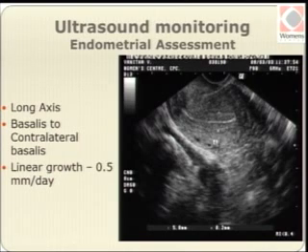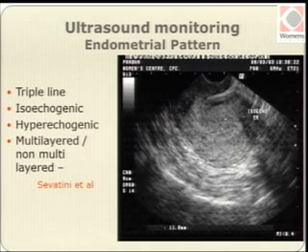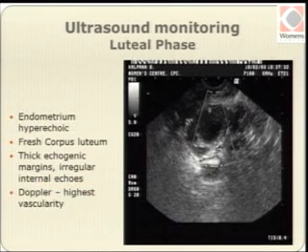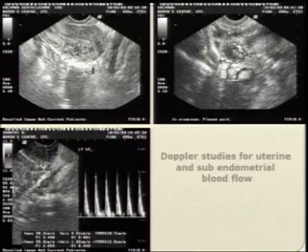Linear growth should be about 0.5 mm per day, like you heard before. If you're using clomiphene and the endometrium is not measuring up, it's time to change to another agent. There's no point in adding agents to clomiphene to make the endometrium better, because the problem is at the receptor level. And in the luteal phase, you can again scan to see whether the endometrium is proper. There's a fresh corpus luteum, a thick echogenic margin, and the Dopplers are okay.